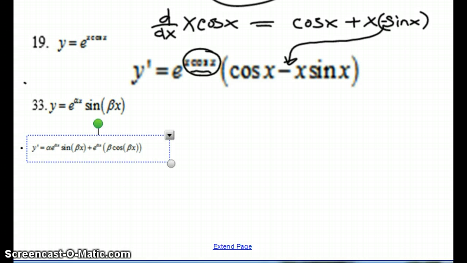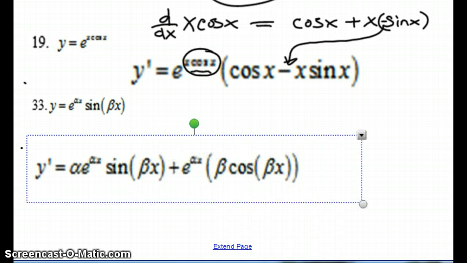So like I said, I need product rule, and I have derivative of the first. So derivative of e to the x is just e to the x, and in this case it's e to the alpha x, times the derivative of alpha x. Alpha is a constant, so I just get the constant, drop the power down 1 in x.